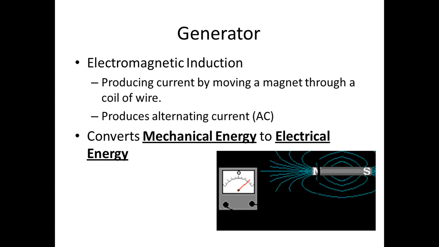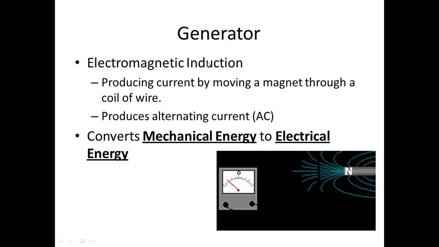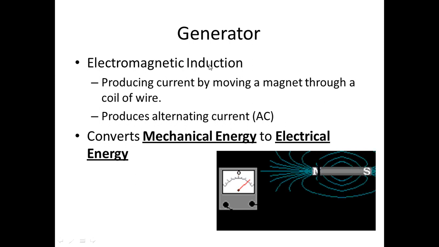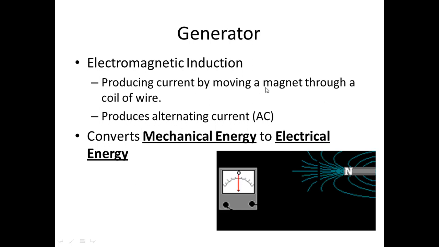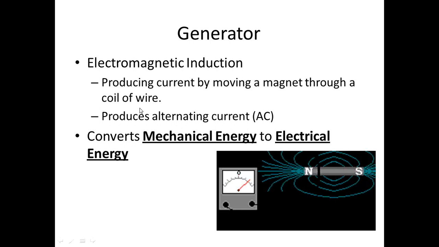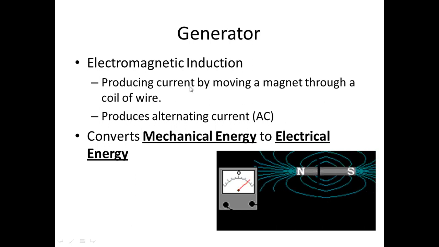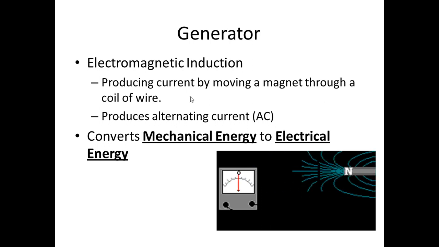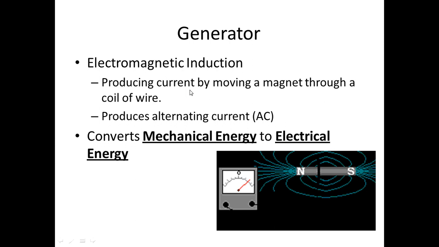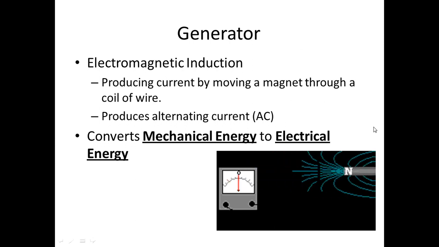And then we have generators, and generators work by electromagnetic induction. So this is a really important vocab term. Electromagnetic induction is producing current by moving a magnet through a coil of wire. Or you can move a coil of wire near a magnet. So this is like in the Bill Nye video that we watched about AC/DC current, and you watched Bill Nye spin the coil of wire, and you saw that it produced that alternating left and right current.